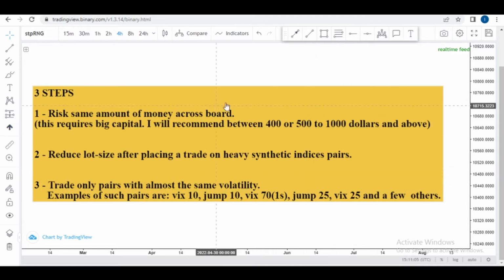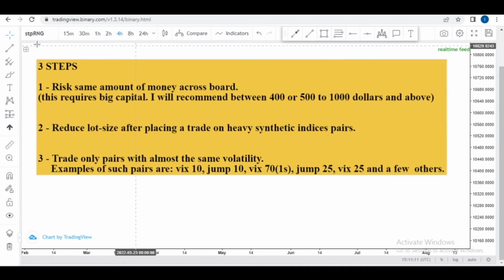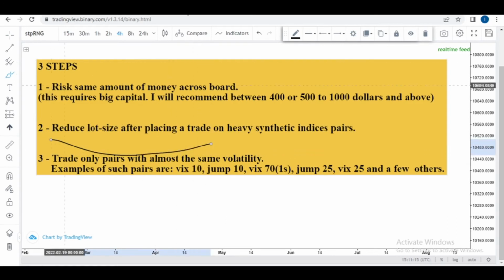Now, without talking too much, let's go to step number two. Step number two is to reduce lot size after placing a trade on heavy synthetic indices pairs.